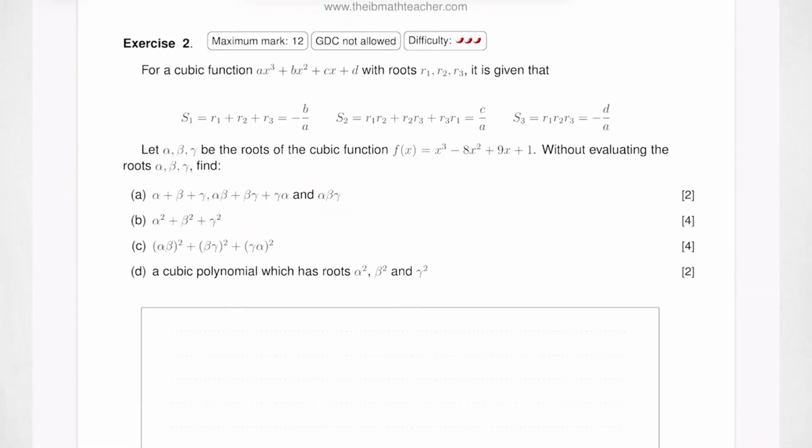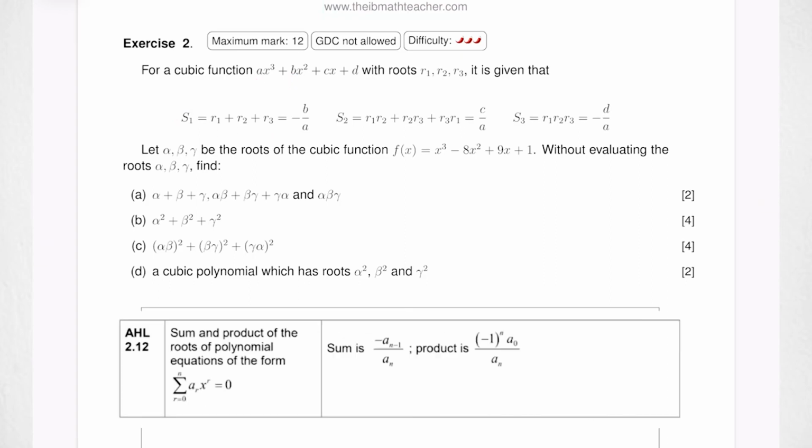We have a cubic with coefficients a, b, c, and d respectively, and the 3 roots are r1, r2, r3. And it is given to us S1, or at least it was labeled S1, the sum of the roots, which we know, by the way, all along that it's negative b over a, given that we know how to find the sum of the roots in a polynomial.